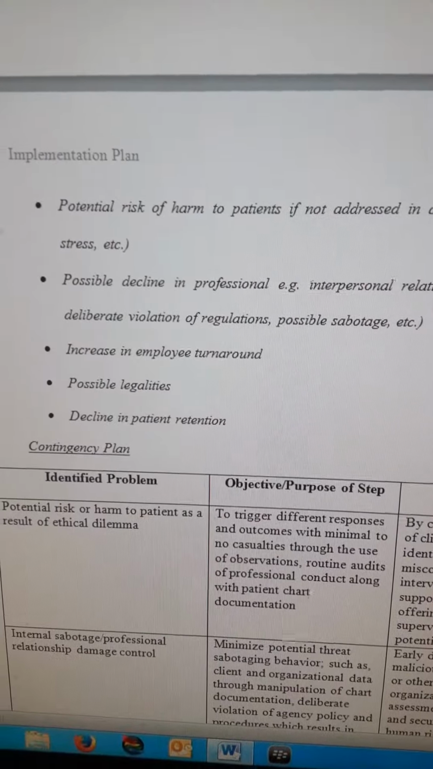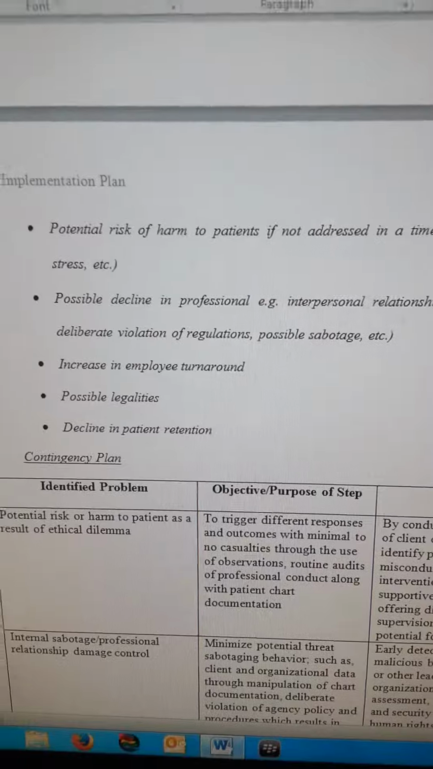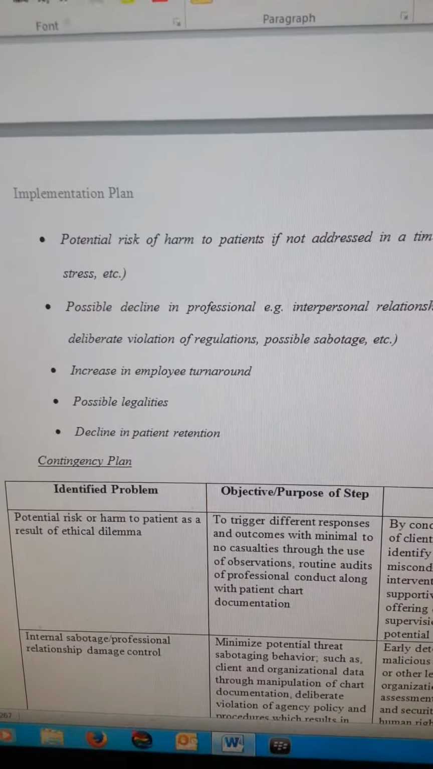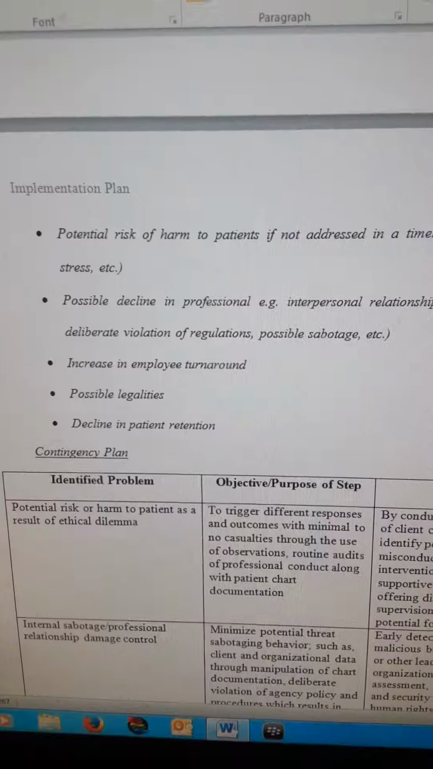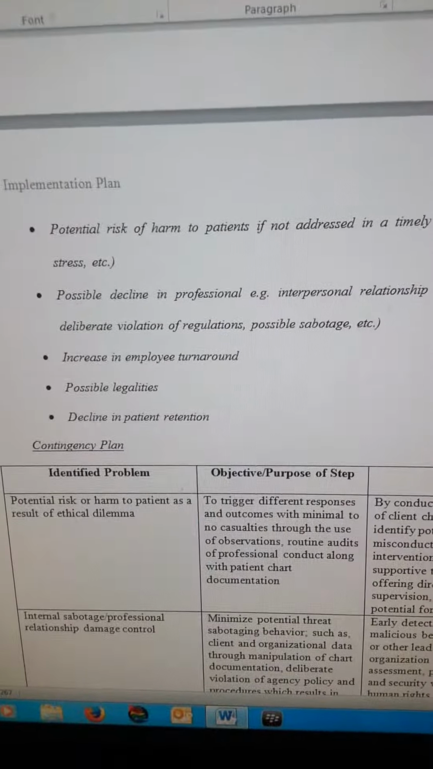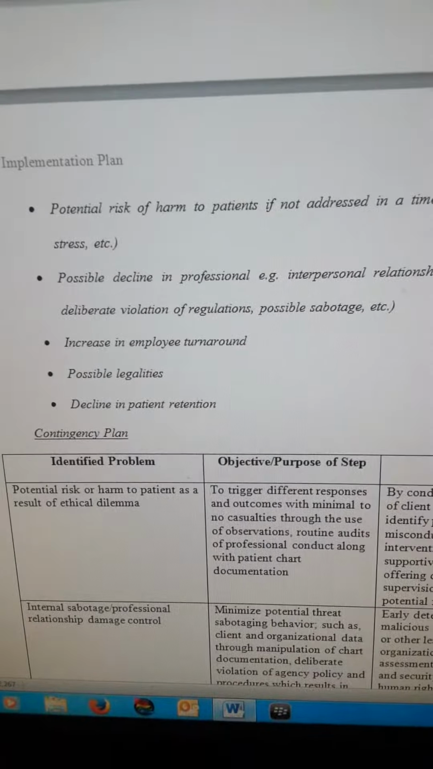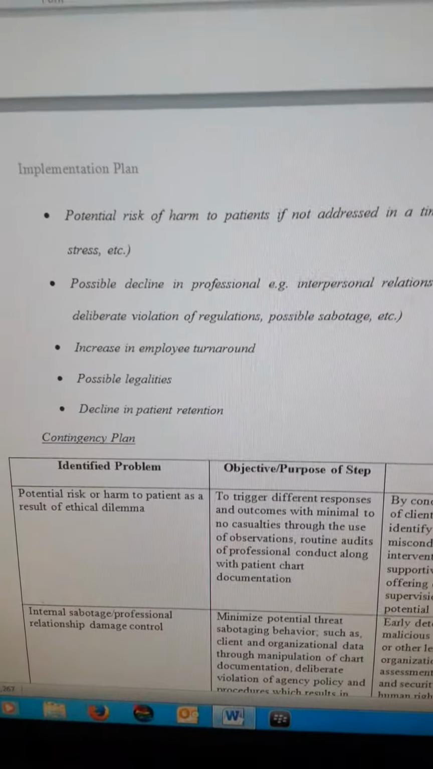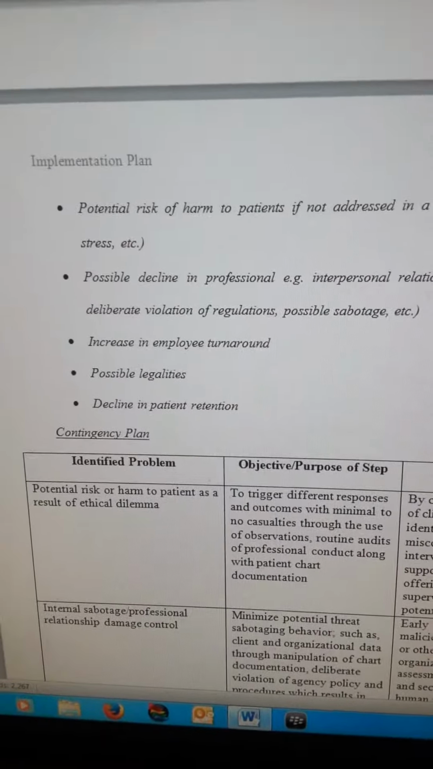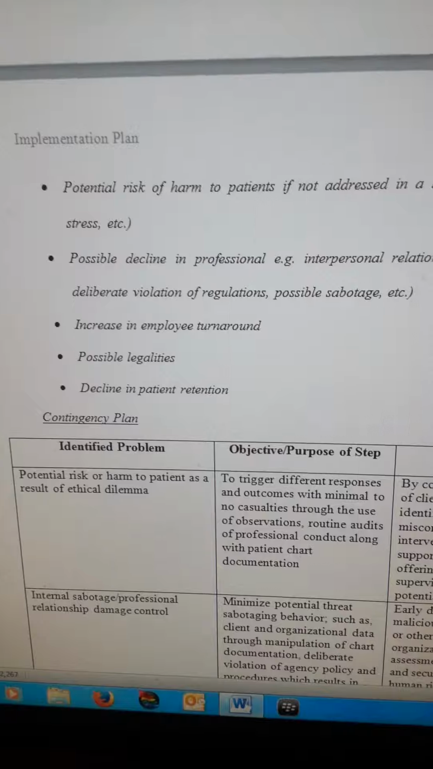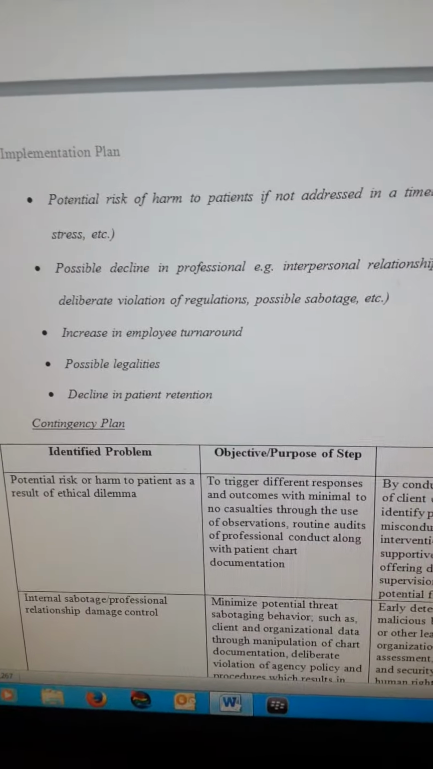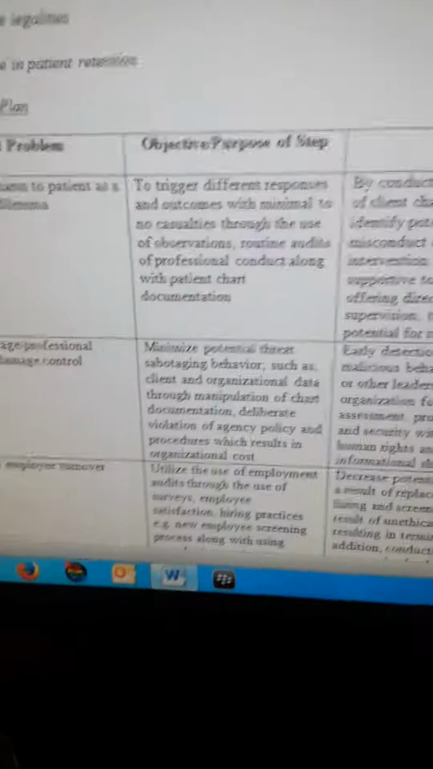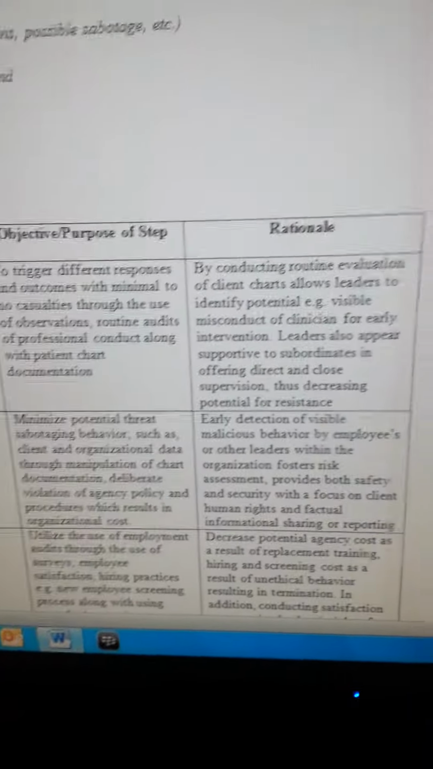And these were the key areas that I focused on: potential risk and harm, possible decline of professional morale, increase in employee turnover, possible legalities experienced by the organization as a result of the unethical dilemma, and decline in patient retention. A lot of times when you're addressing certain dilemmas, it doesn't necessarily mean the problem is within the professionalism, but sometimes those whom we serve don't always like the services or interventions recommended to assist them. And again, as we go down, you can see how I tweaked my identified problem as well as the objective purpose of the step-by-step rationale right here.